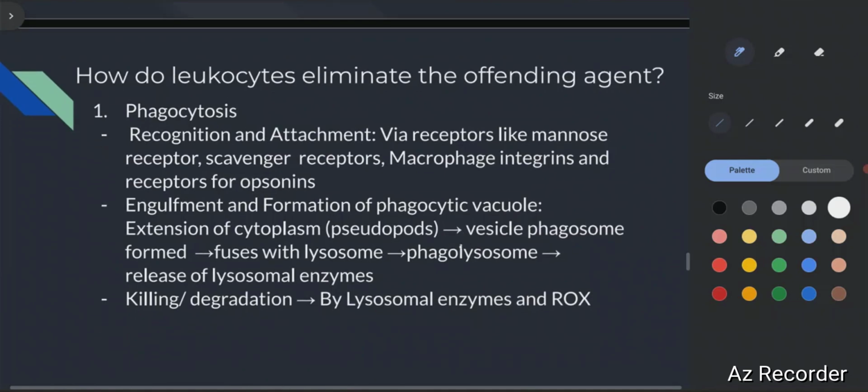How do leukocytes eliminate the offending agent? In order to eliminate the offending agent, phagocytes perform the process of phagocytosis. And phagocytosis has some steps. Number one is recognition and attachment, which is facilitated by receptors like mannose receptors, scavenger receptors, macrophage integrins, and receptors for opsonins, right?